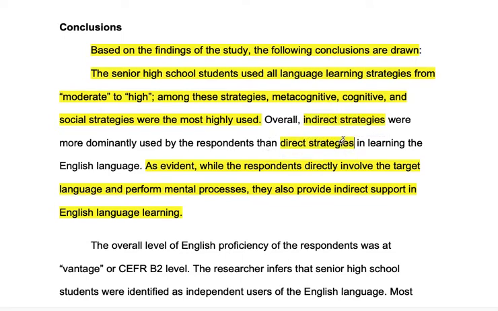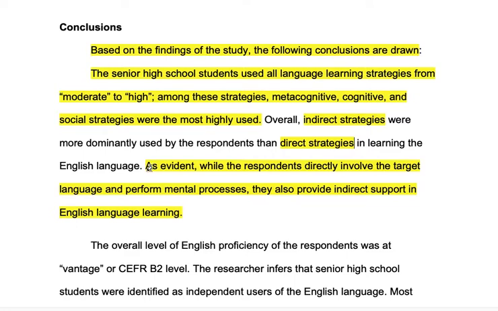So based on the theories, based on the literature that you have read, put an inference, okay? Write an inference based on your results. The senior high school students are using language learning strategies from moderate to high. What can you conclude based on that result?